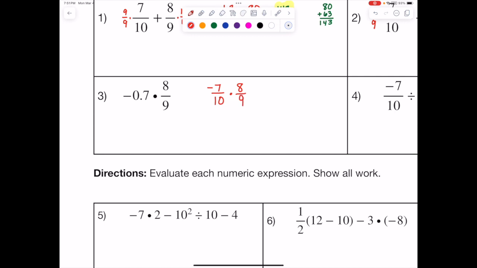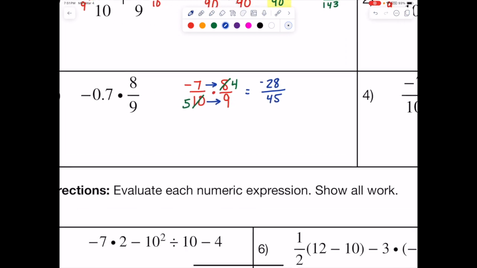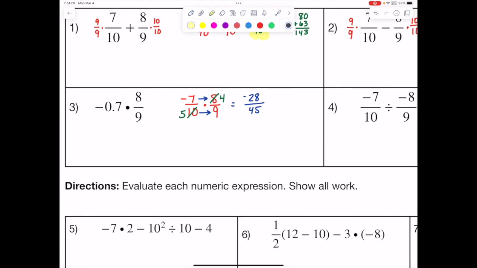Before I do anything with multiplication, we can cross simplify. We can cross out the 10 and the 8, divide both by 2, and we end up with 10 divided by 2 is 5, 8 divided by 2 is 4. Now we can multiply straight across. We don't need common denominators, and we end up with 4 times 7 is negative 28 over 5 times 9 is 45. And there you go. Because we cross-simplified already, we are completely simplified and done.